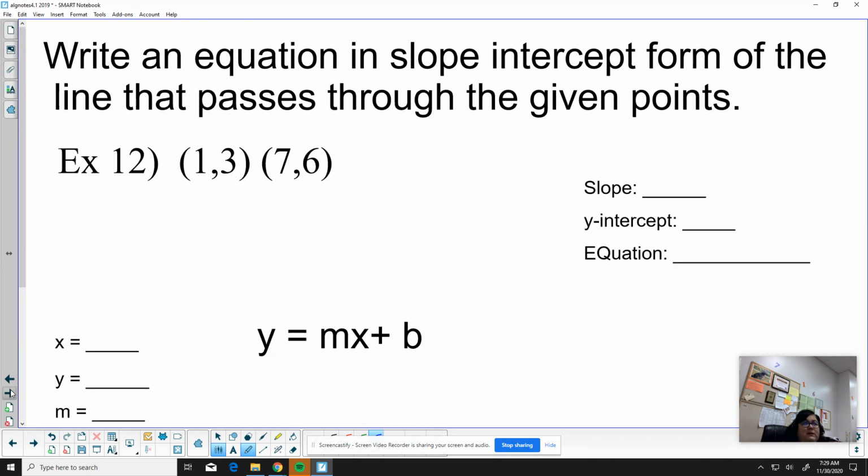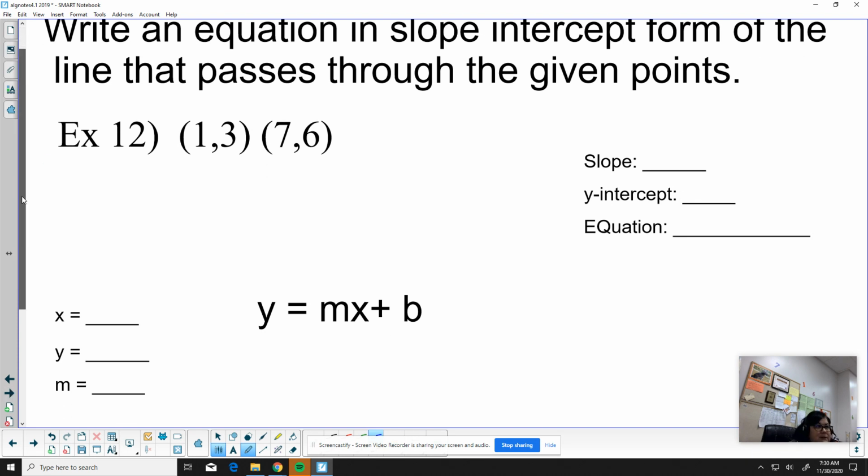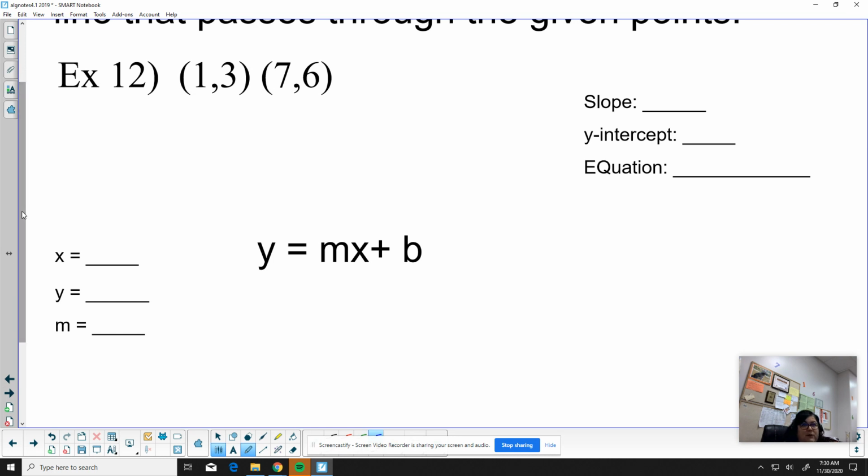All right, press pause and you try this and see if you can get it. Remember, step 1 is to find the slope using slope formula. Step 2 is to pick a point. And step 3 is to plug y, m, and x all in and then solve for b. So press pause and give it a try on your paper. This is not something you can do mentally. You have to write this down.